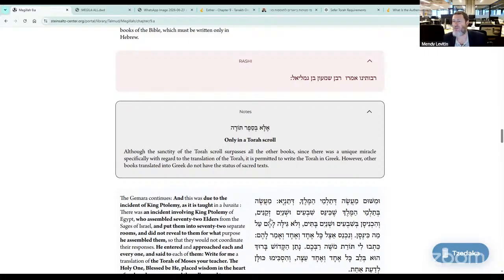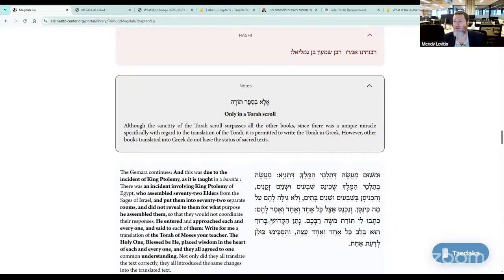He took 72 elders. From here we learn that 72 elders is the Sanhedrin with the Av Bezdin and the Nasi. That's the number 72. He put them into 72 different homes. They didn't tell them why. He just took the elders of Israel and he put them in isolation. There were no cell phones, no communication between each home. He didn't tell them why he put them into these homes.